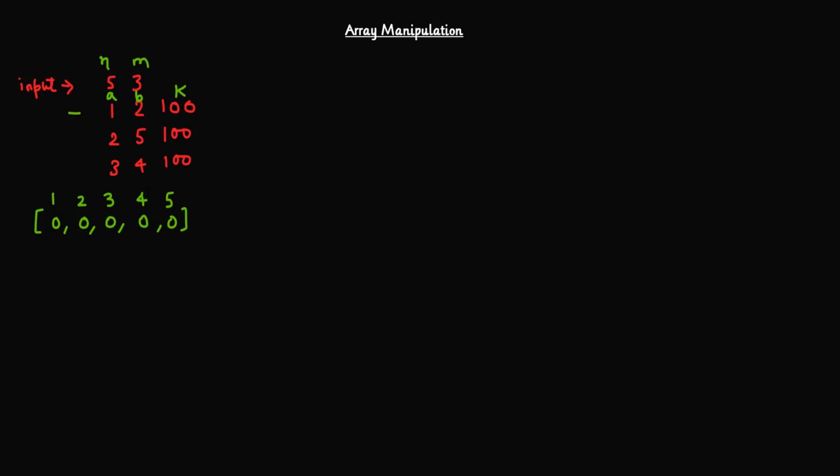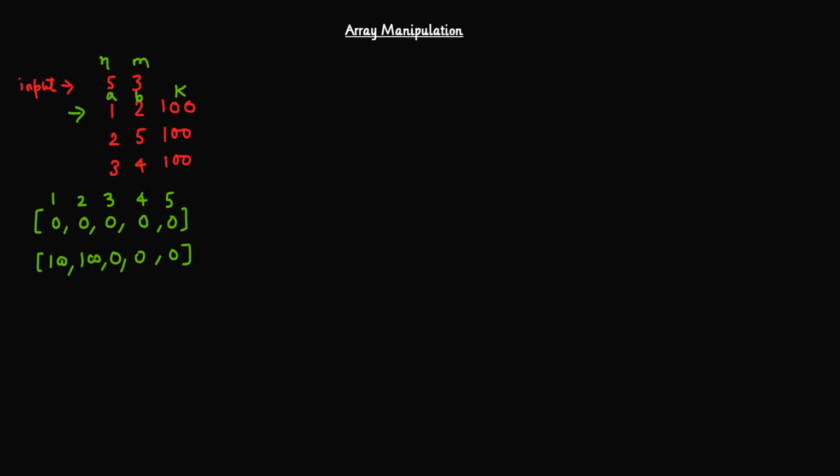The first query says you have to add k, which is 100, between index 1 to 2. All are inclusive. So if you add 100, it will be 100, and here also 100. So after the first query, the result will be this.